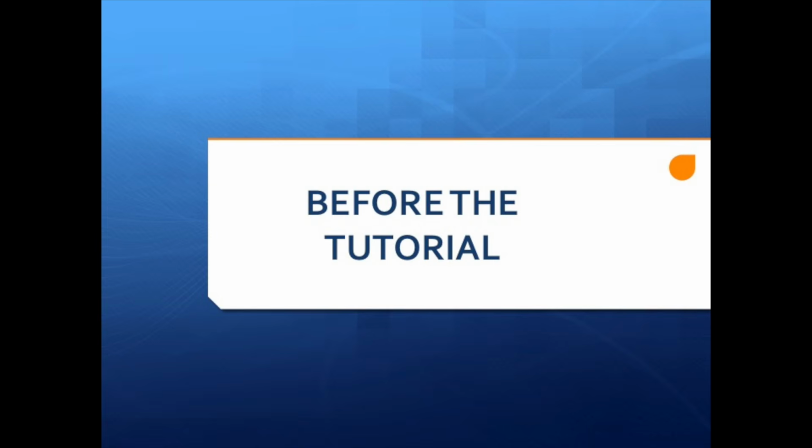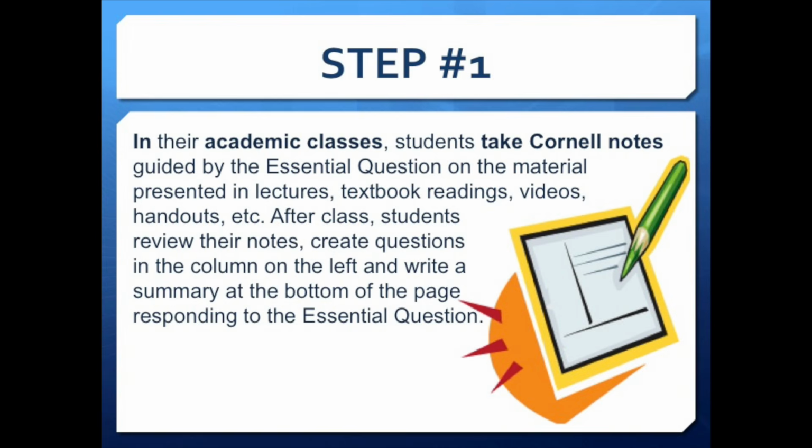The first 3 steps in the tutorial process are done before the tutorial. In your academic classes, this means history, science, math, and language arts, you should be taking Cornell notes guided by an essential question given by the teacher. This should be on material presented in lectures, textbooks, videos, handouts, anything. After class, you should be reviewing your notes, creating questions in the left column of your Cornell notes, and writing a summary at the bottom of your Cornell notes that responds to that essential question at the top of your paper.